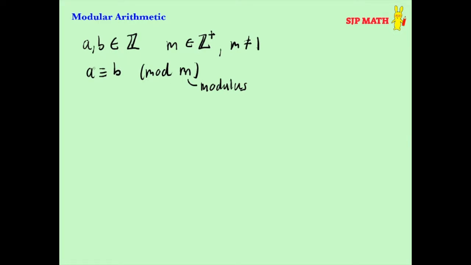So here a and b have the same remainder when divided by m. So we say that a is congruent to b modulo m.